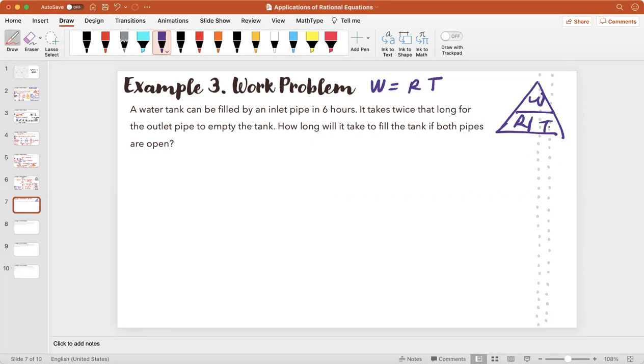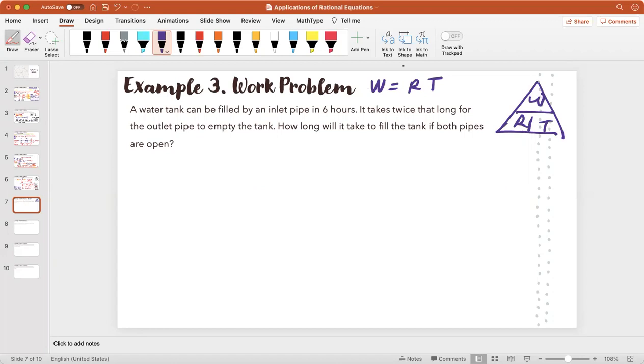What do you think time is equal to? Time will be equal to work over rate. Did you see that? Three formulas that can be formed. Work is equal to rate times time. Rate is equal to work over time. And time is equal to work over rate. So three formulas using that formula triangle. Let's see which one of those three formulas is applicable in this problem.